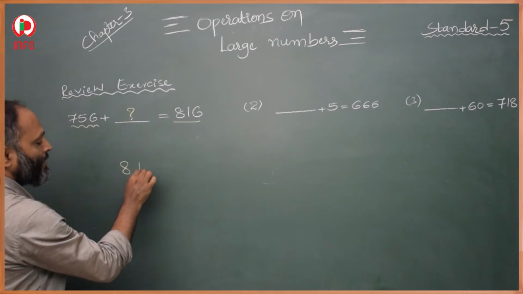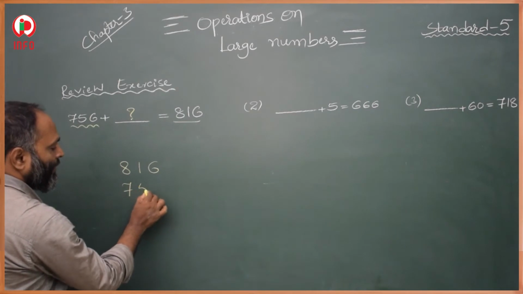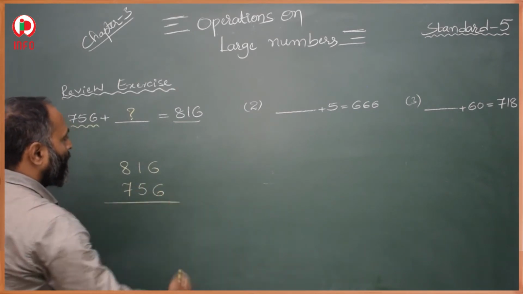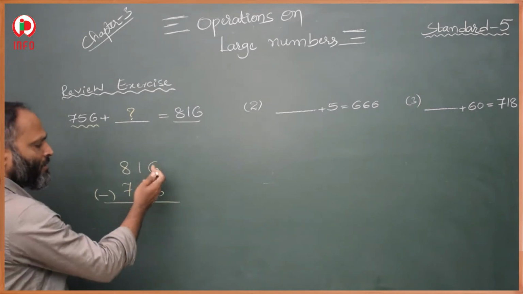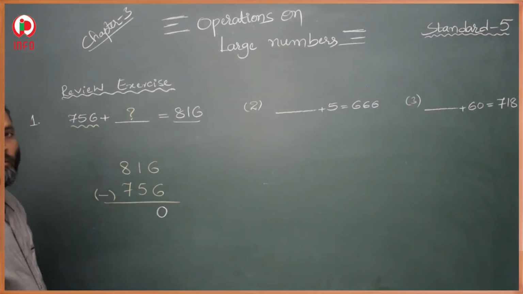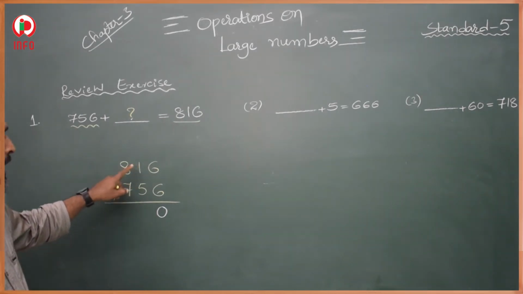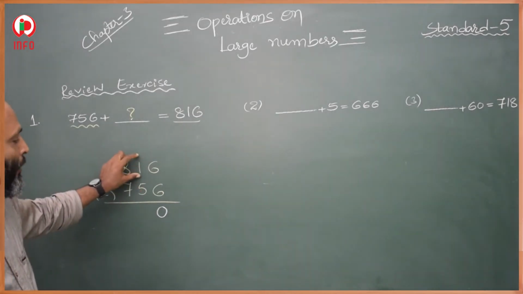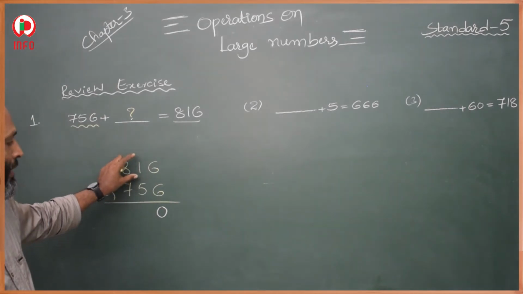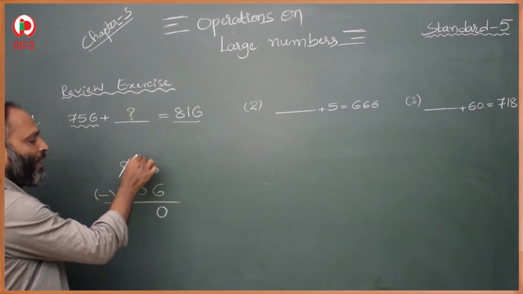Here the first addend we have, and this is the sum we have. First we take the sum, 816, and 756. For getting the second addend, we should do minus here, subtraction. Then 6 minus 6 is 0. Then 1 is a lesser value and this is the greater value. This is the minuend and this is the subtrahend. The minuend is always bigger than the subtrahend, but here it is a lesser value.